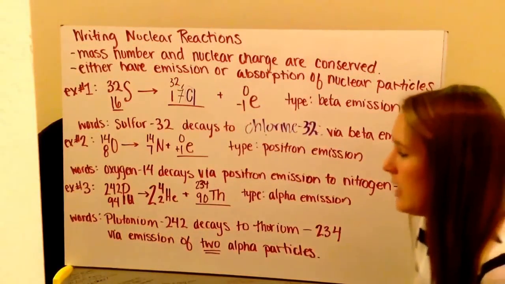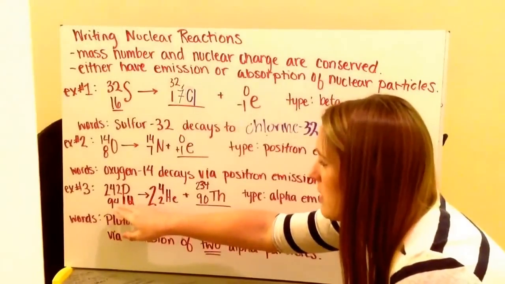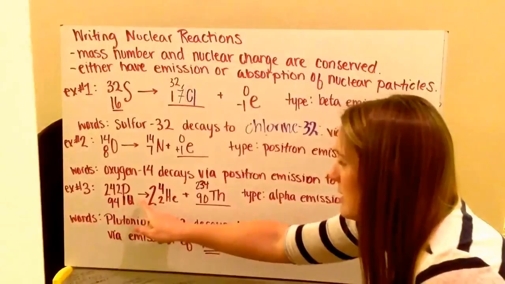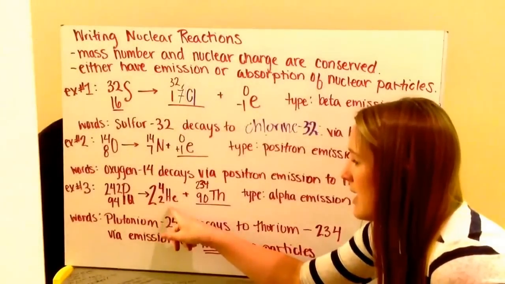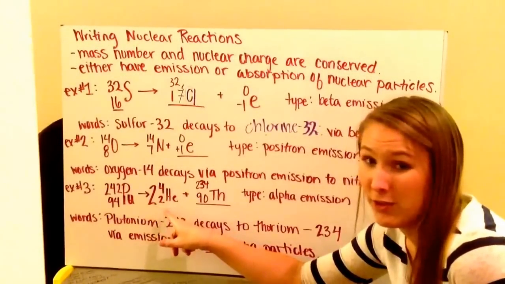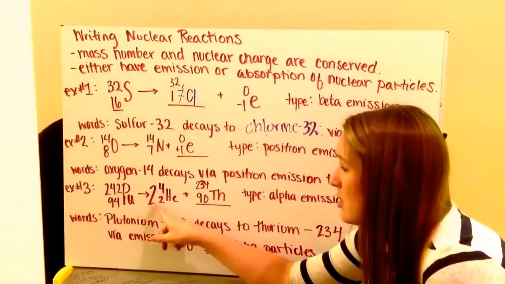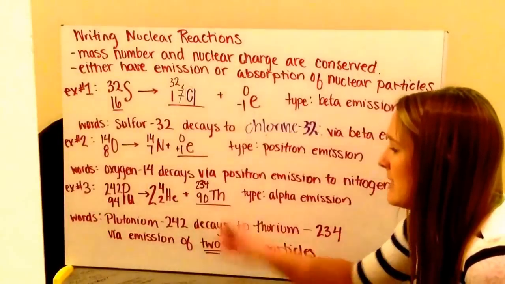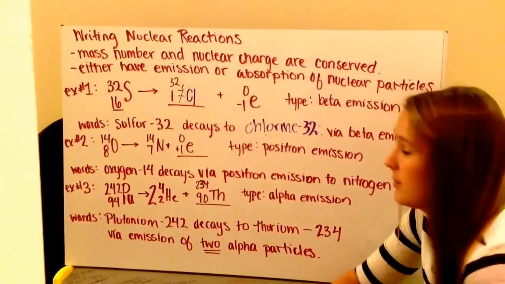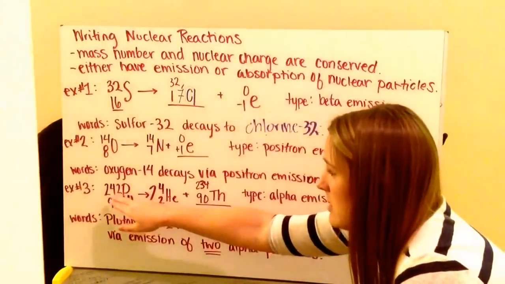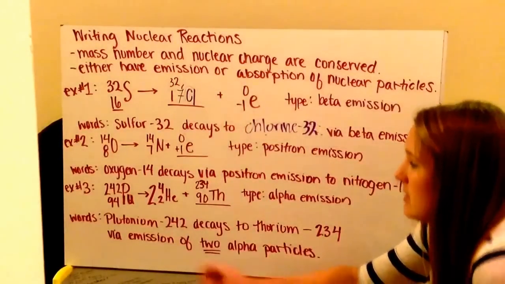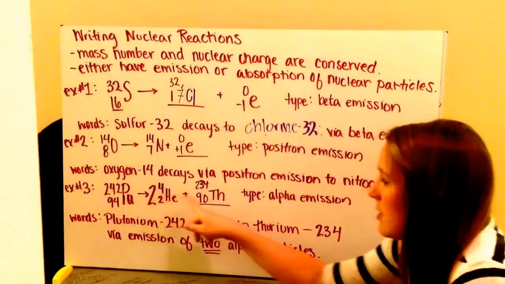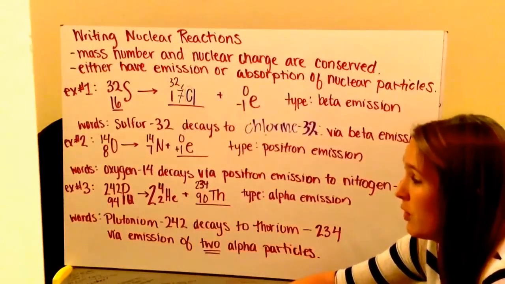Example number 3 gives you plutonium 242, decays into, we want to just add a 2 here in front of my helium, which is really my alpha particle. So if it decays into 2 alpha particles, what is its other product? Well, again, my mass number needs to be conserved, so 242 on the reactant side. That is 4 times 2, which is 8, plus 234 is 242.